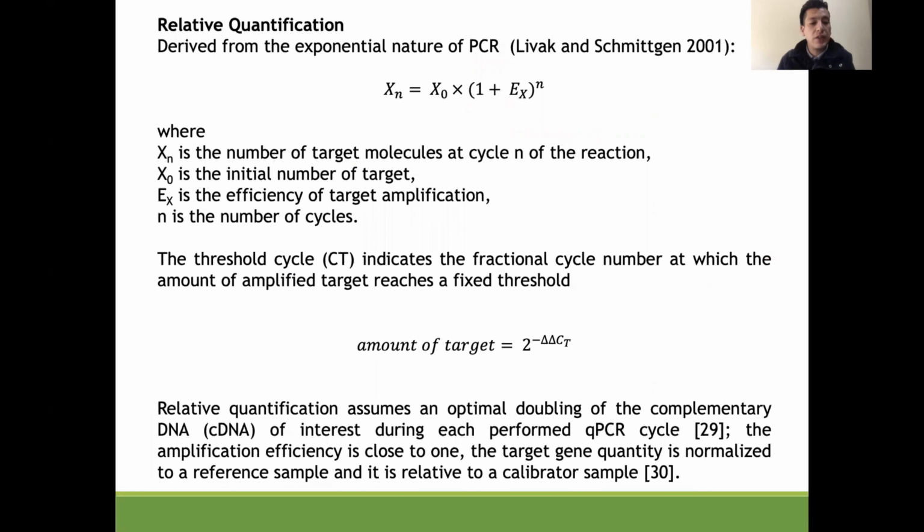Relative quantification assumes an optimal doubling of the complementary DNA. The amplification efficiency is close to 1, and the target gene quantity is normalized to a reference sample and is relative to a calibrator sample.